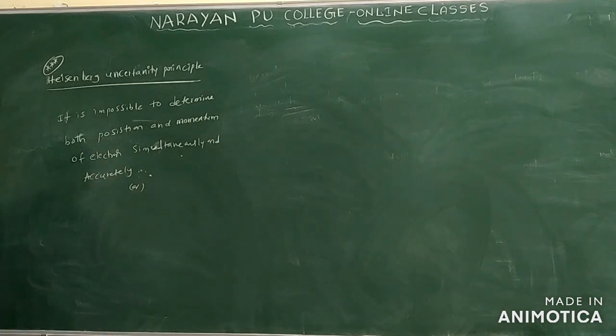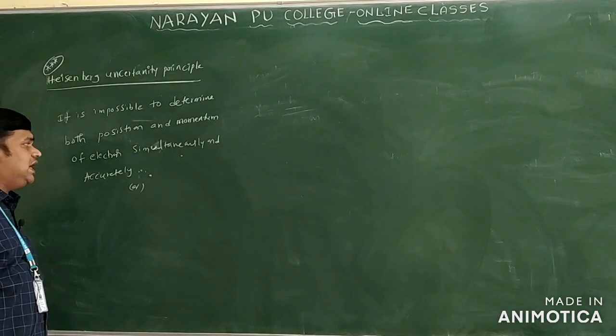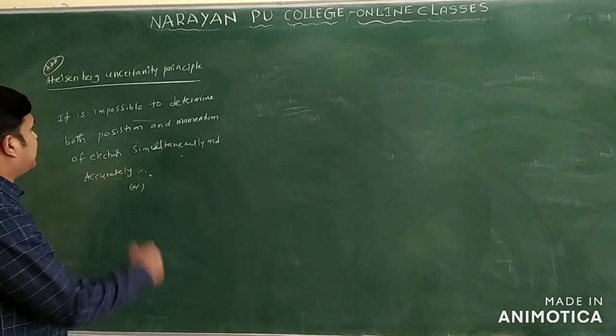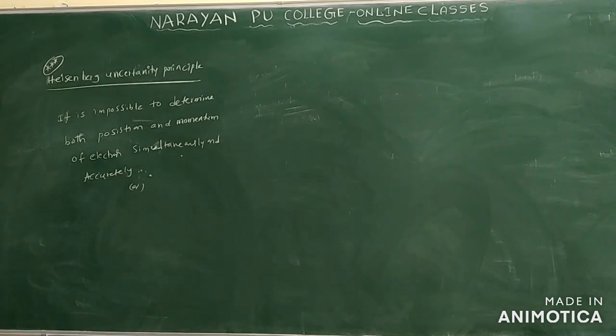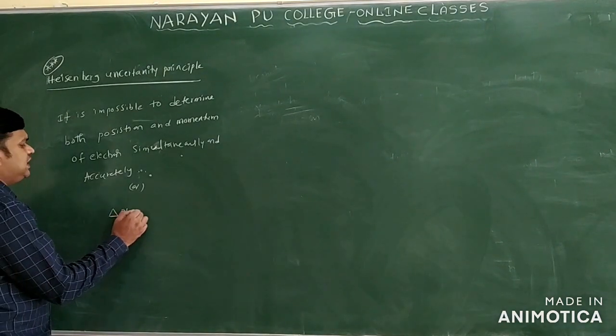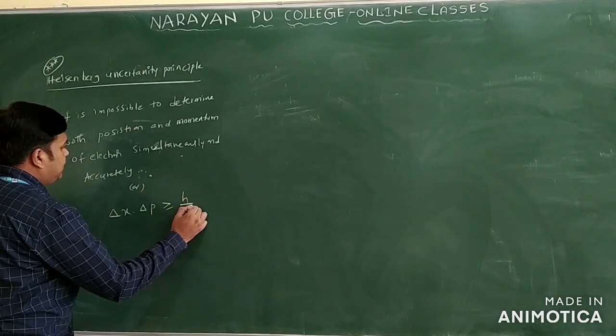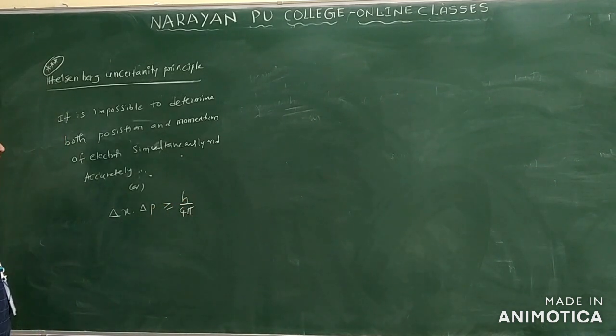It is impossible to determine both position and momentum of an electron simultaneously and accurately. This is called the Heisenberg uncertainty principle. Or you can say it is impossible to determine simultaneously and accurately the position and momentum of an electron. That also we are calling the Heisenberg uncertainty principle. The expression is: delta x into delta p greater than or equal to h by 4 pi. This is the mathematical expression for the Heisenberg uncertainty principle.